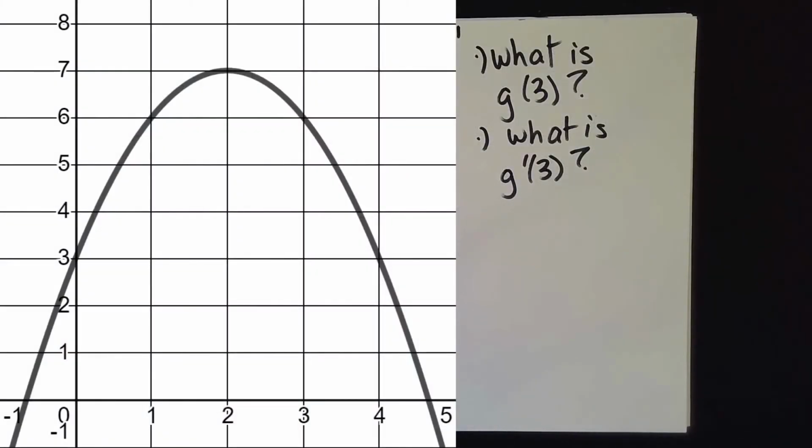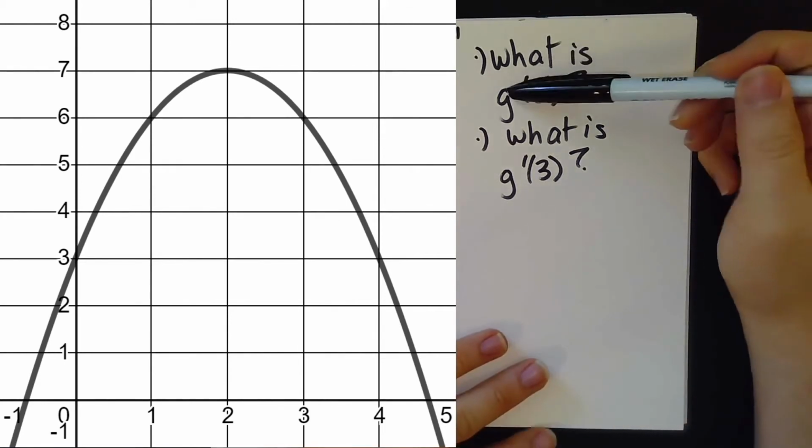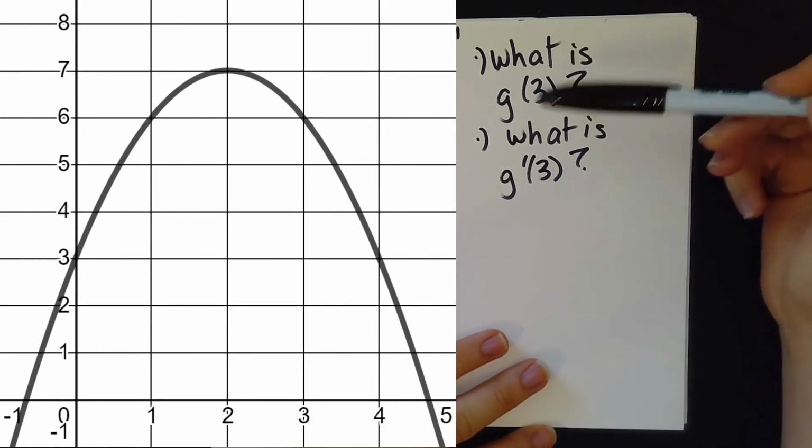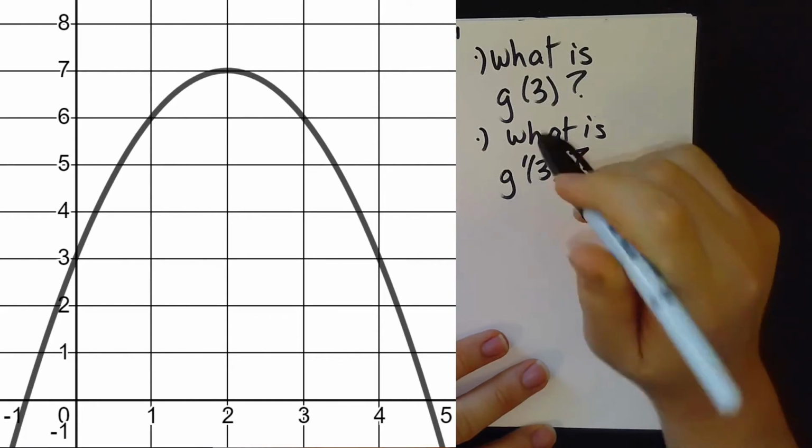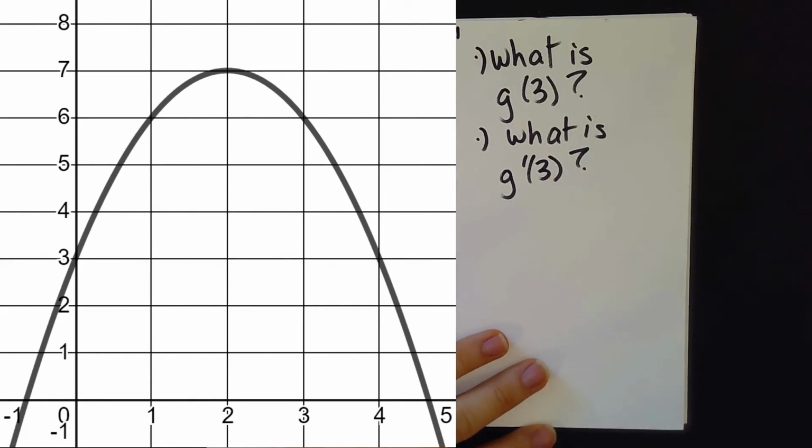I want to point out that we can use this idea the other way around. So here I've given you a graph of a function. I've given you no equation for the function, but you have the graph. And I have two questions for you. The first is, what's g of 3? And the second is, what's g prime of 3? Let's do g of 3 first.